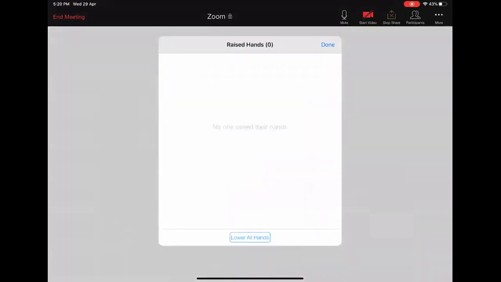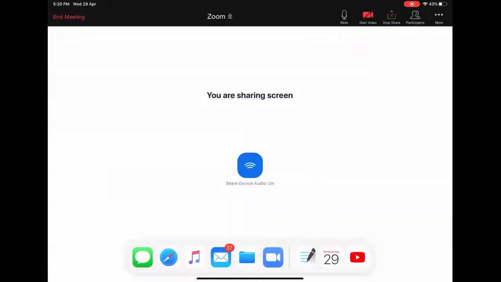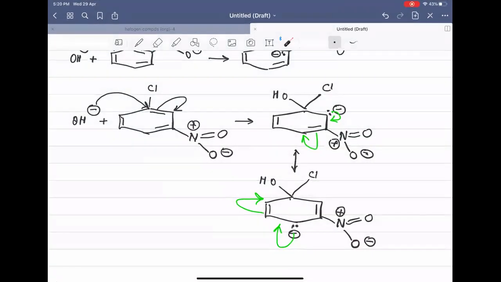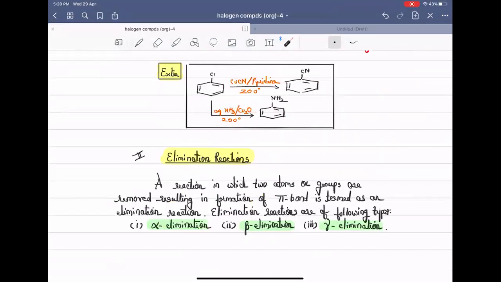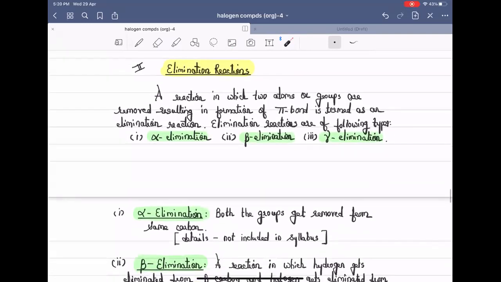All right. Let us go towards the next part. See, the next part is I have given some more nucleophilic reactions wherein you have chlorobenzene getting converted into benzonitrile by taking CuCN in presence of pyridine at 200 degrees Celsius. The same temperature aqueous NH3 in presence of Cu2O can give you aniline. So these two are some extra reactions which are also the same, that is why I've given them here. Okay, we move on to elimination reactions.